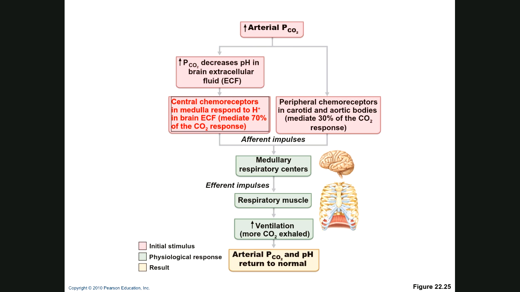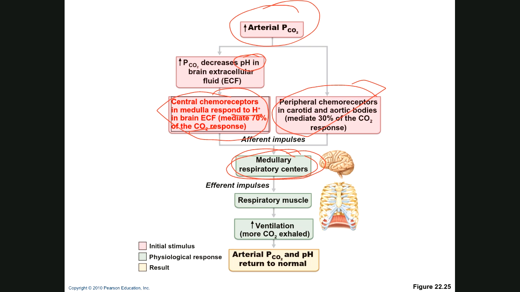So what if we have high CO2? High CO2 is accompanied by a low pH. Peripheral receptors are going to detect the high CO2 and give that information to the medullary center. Central chemoreceptors are, again, going to detect the high CO2 and the low pH, and give that information to the medulla. The medulla, in turn, is going to increase the rate of respiration so as to increase ventilation and get rid of CO2. So you lower the abnormal levels of CO2, and you increase pH.